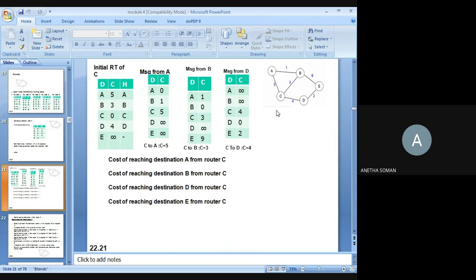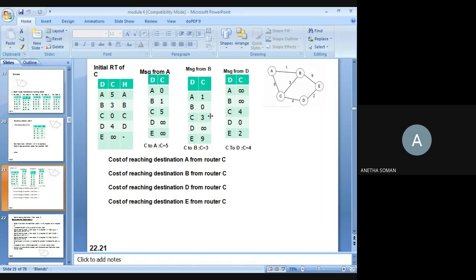Similarly, you will be getting the message from B. C to B, the fixed cost is equal to 3. And from D, C to D, the cost is equal to 4. So each time, this cost is getting added to the other cost. I will now tell how it is being done.